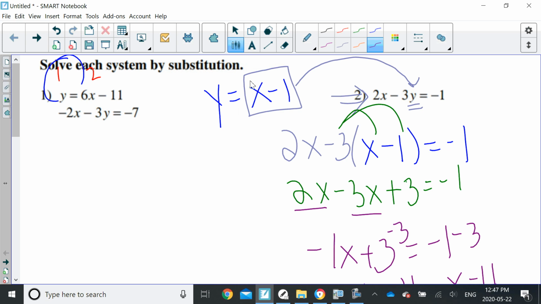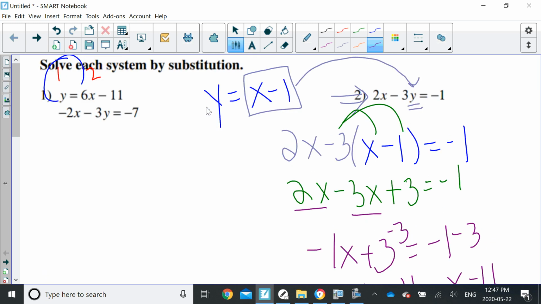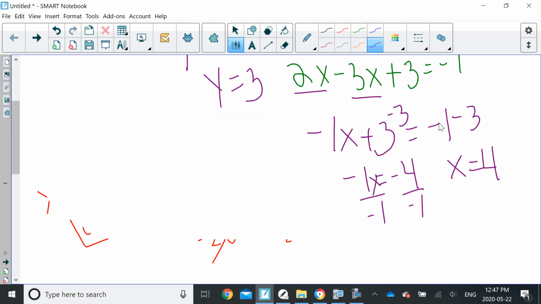But look at this. I'm going to pick this one. I want to know what y equals, right? So I'm going to plug in 4 here. Y is equal to x, which I just calculated to be 4, minus 1. Y is equal to 3. Done. Mrs. King wants her answer as an ordered pair. Okay, let's give it to her as an ordered pair. 4, comma 3, box, box, box.